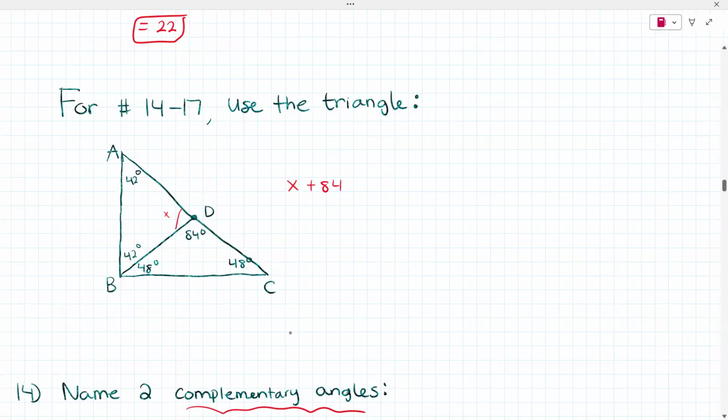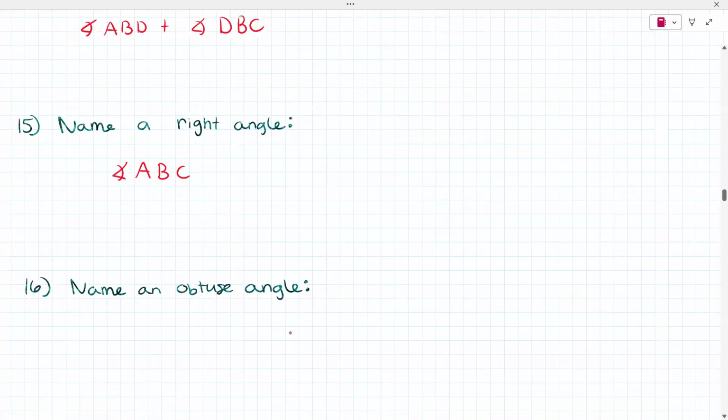So this angle is called X. This angle here is 84. They form a straight line, so they equal 180. Subtract 84, you get X equals 180 minus 84, which is 96, which is greater than 90, right? But still less than 180. So that's what makes it obtuse. So it would be angle ADB.